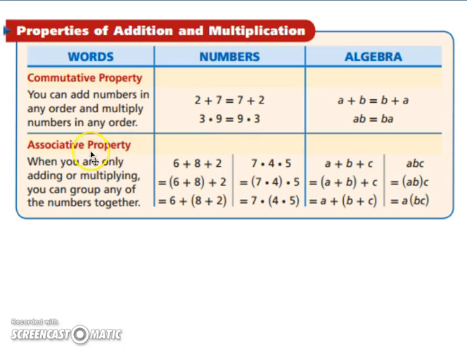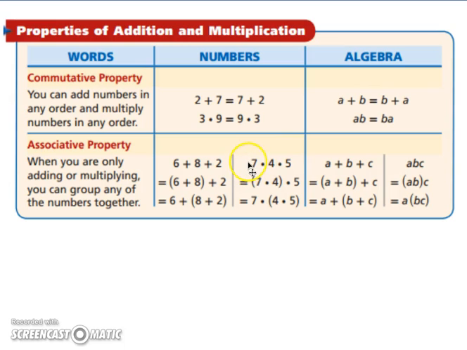The associative property. When you are only adding or multiplying, you can group any of the numbers together. So not when you're mixing multiplication and addition together, but when it's all addition or all multiplication. So you have 6 plus 8 plus 2. You can do the 6 plus 8 first, or you can do the 8 plus 2 first. In the end, either way you go about it, you're still going to end up with 16.